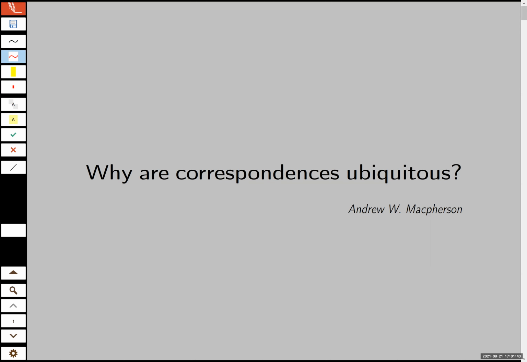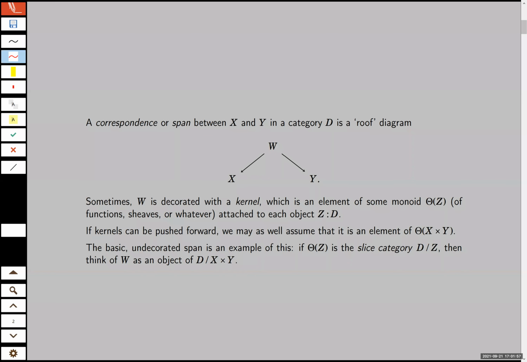So, of course, correspondences here, I'm not talking about the plain English sense of correspondences. This is not that metaphysical. I'm talking about a category theory concept, which is a diagram like this. Everybody's used such diagrams before. A span or correspondence or a roof between X and Y in a category is a pair of maps from a common third object into the two objects.